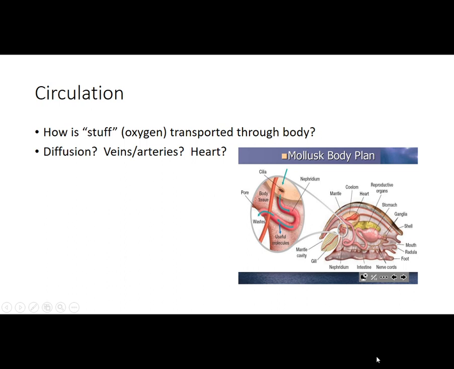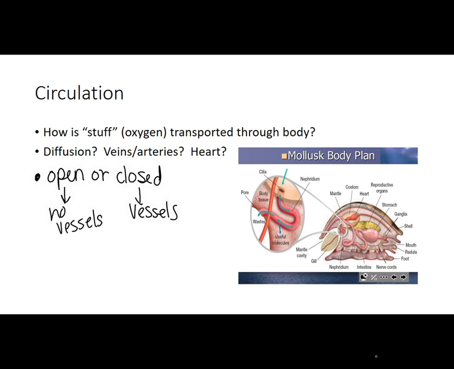So once again, we're going to look, and is this happening through diffusion? Is there an open or a closed circulatory system? So I'm going to have them add that here, because I should have put that here. Is it open or closed? Closed means you have vessels. Open means there are no vessels. All right, so that's going to be something that we look at.